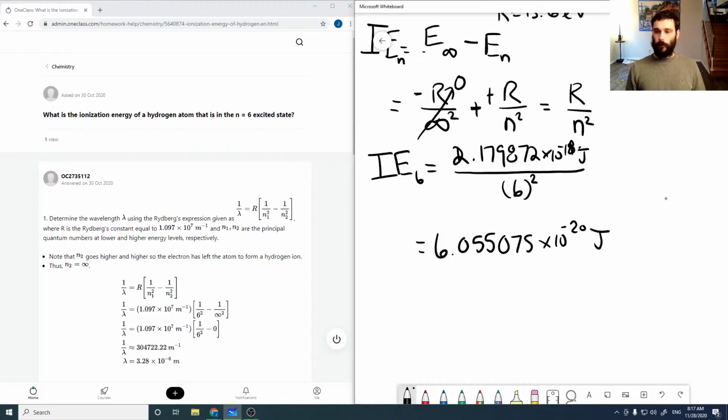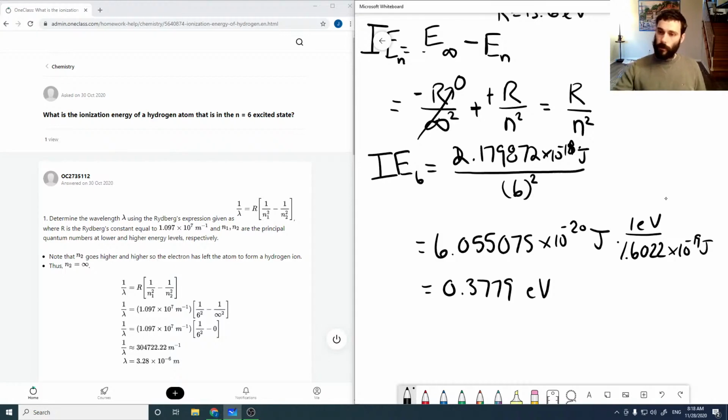If we want to put it in eV, which is a bit of a nicer unit, then we would multiply by 1 eV per about 1.6022 times 10 to the minus 19 joules, which comes out to be 0.3779 eV. So that's the reason for using eV: rather than having these 10 to the minus 20s hanging around, they're more round numbers.